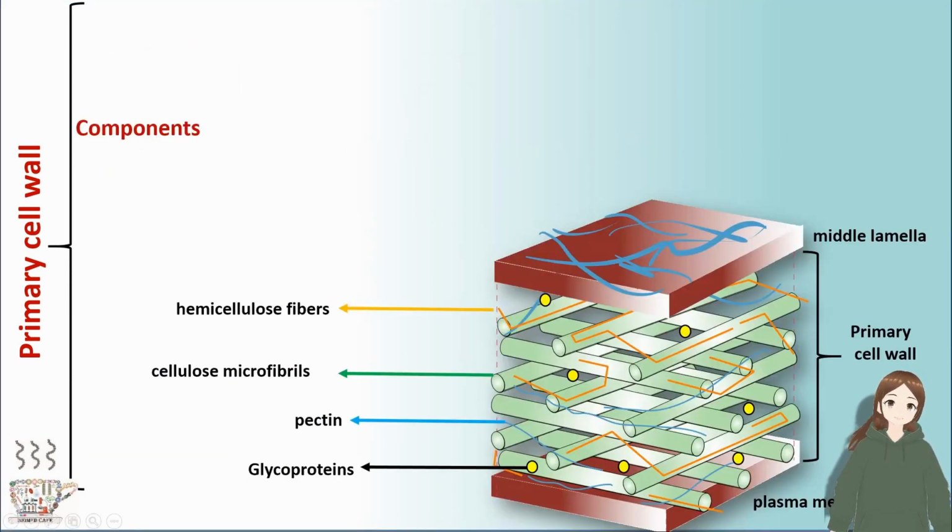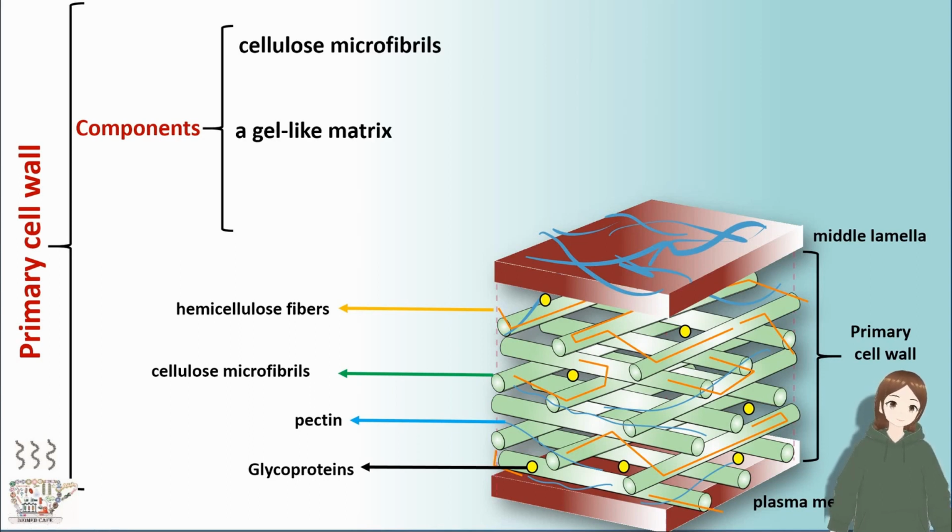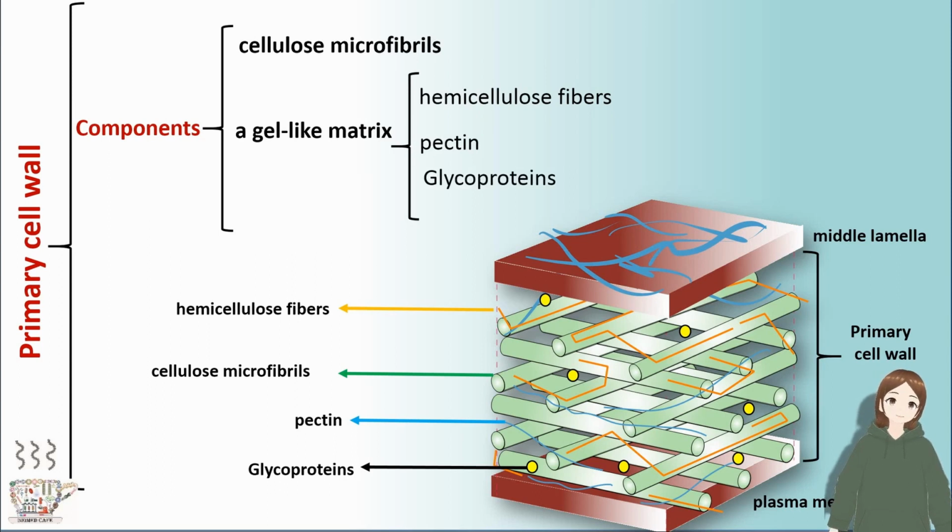Components of primary cell wall can be divided into two parts: cellulose microfibrils and a gel-like matrix. A gel-like matrix has hemicellulose fibers, pectin, glycoproteins, and water.